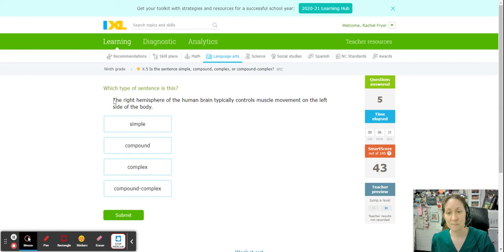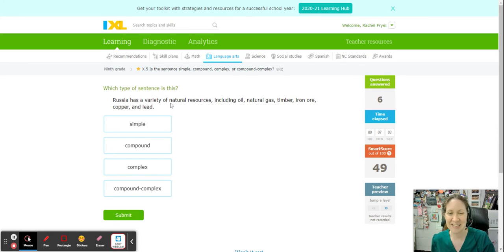Let's look at this next one. The right hemisphere of the human brain typically controls muscle movement on the left side of the body. There are lots of words in this sentence, but at the root of it, I'm talking about the right hemisphere, so that's going to be my subject. And what does it do? It controls. And that's all I've got. Controls what? Muscle movement, that's a direct object. But at the root of this, again, there's no other verbs, so this has to be a simple sentence. And again, we're looking at a simple sentence.